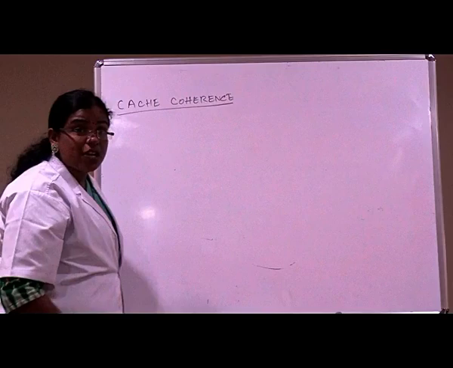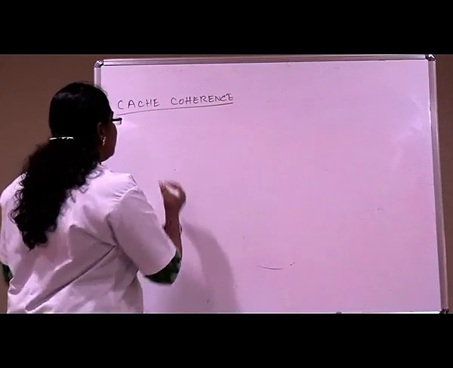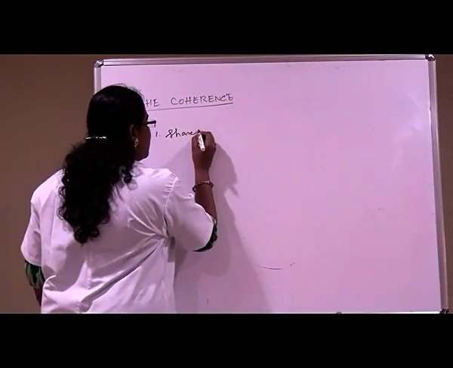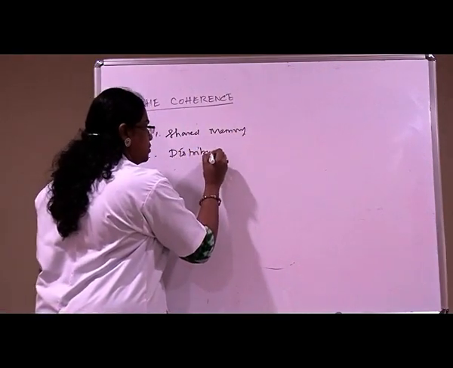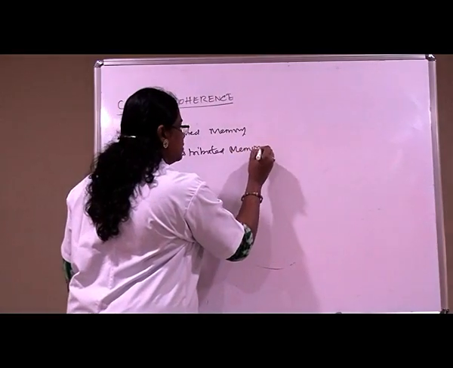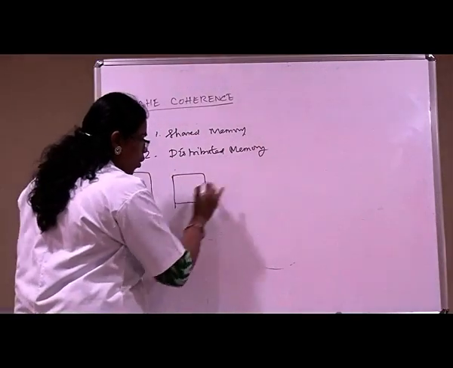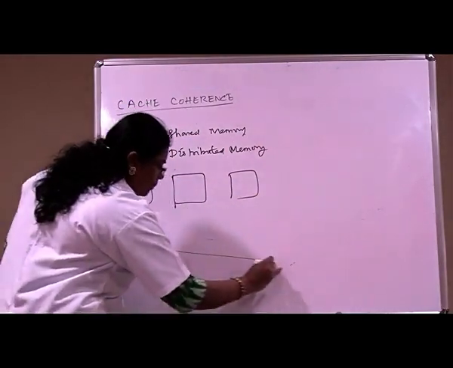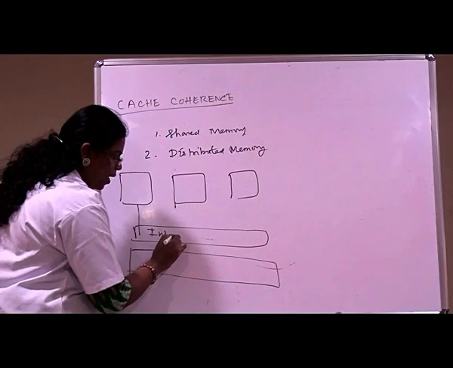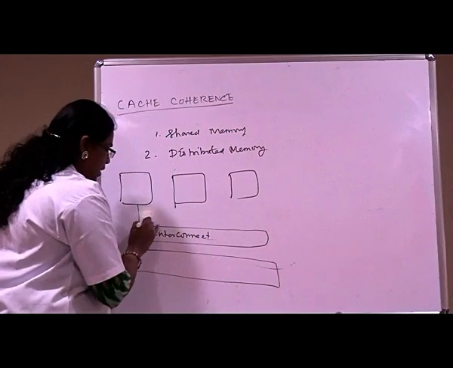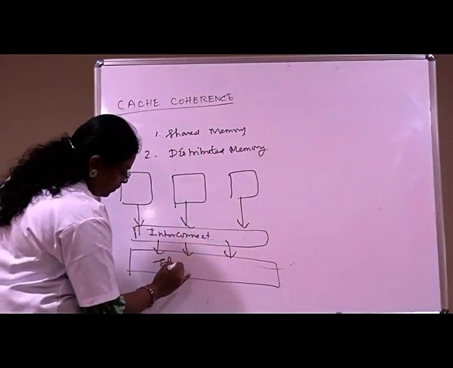Before going into the cache coherence problem, we have to be aware of the two main architectures available in multi-core. One is shared memory architecture and another one is distributed memory architecture. In shared memory architecture, we will have a number of CPUs or cores that access a common memory via an interconnect. An interconnect is nothing but a collection of wires or buses through which the CPUs access the common portion of the memory, that is the shared memory.